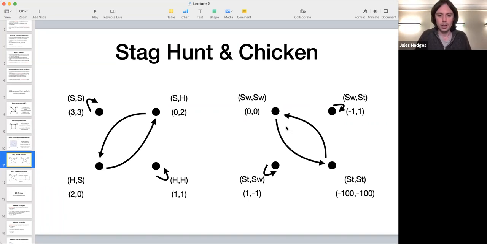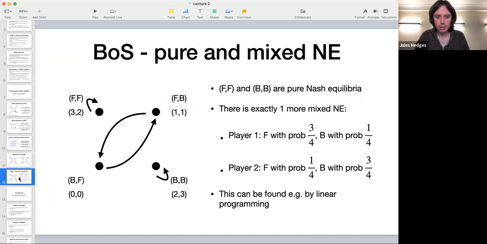Okay, so both of these games have two pure strategy equilibria, and I think both of these will have at least one other mixed strategy profile. I haven't worked those out. Here's one I have worked out.